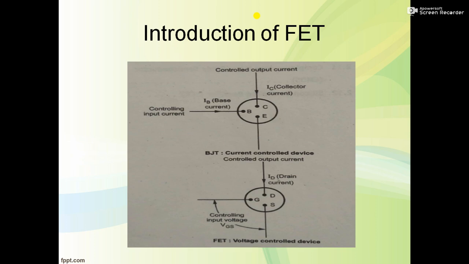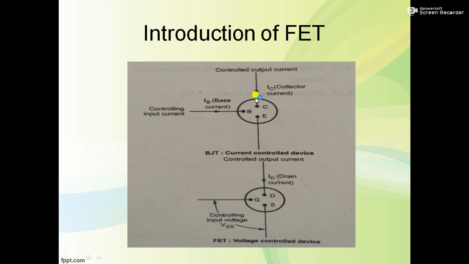Already you studied another type of transistor in the previous module, that is the BJT, bipolar junction transistor. So this is another type of transistor, that is the field effect transistor. Both transistors have the same three terminals. In BJT: emitter, base and collector, and in FET: source, gate and drain terminals.